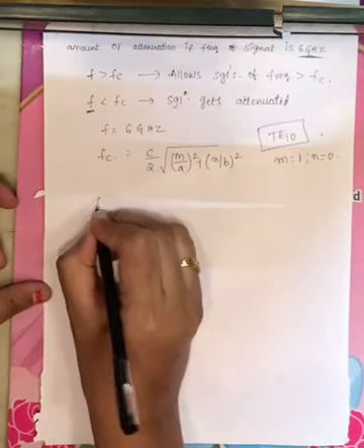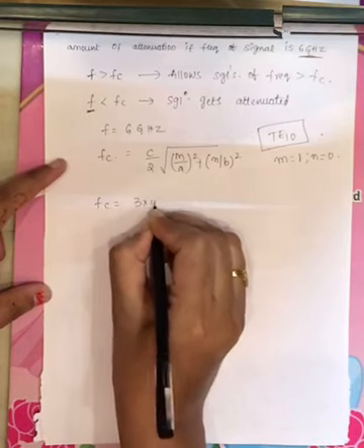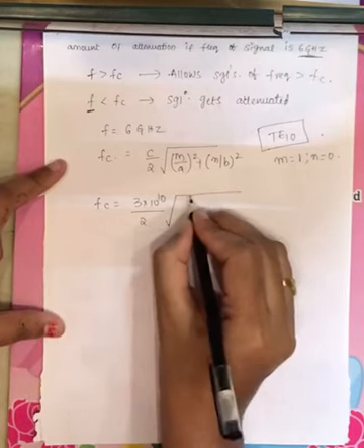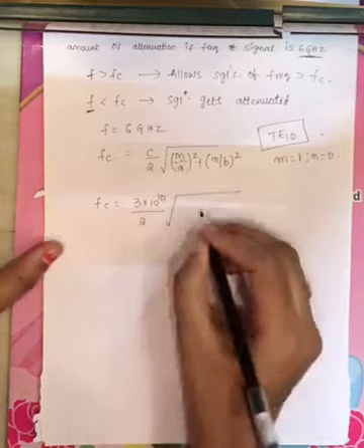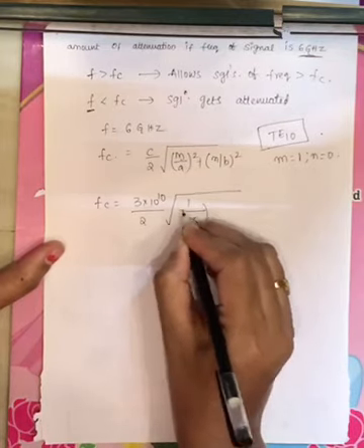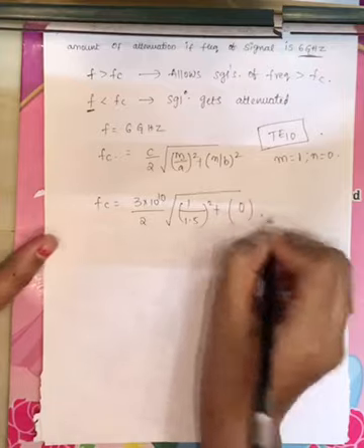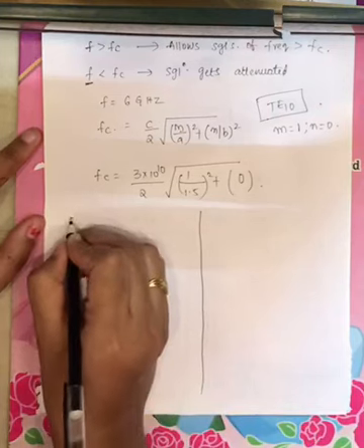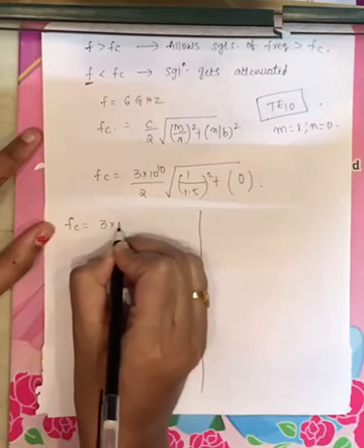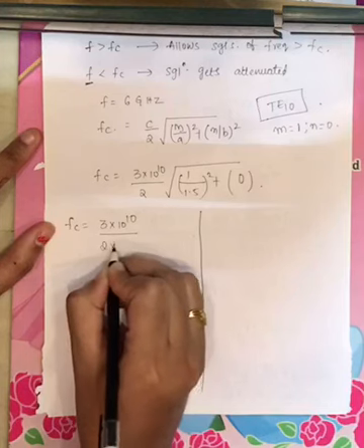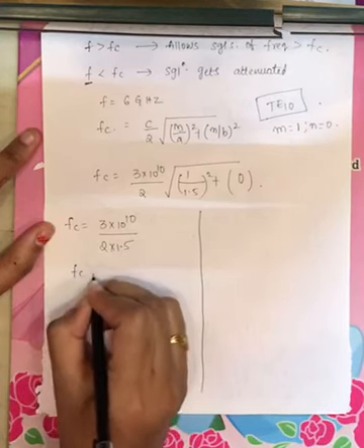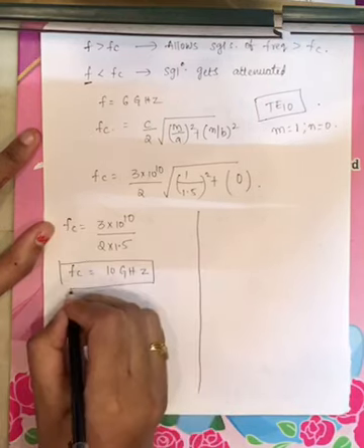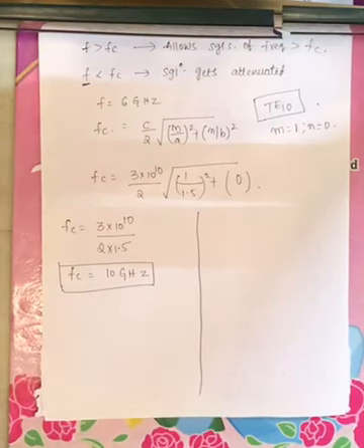For TE10 mode, m value is 1 and n value is 0. Now calculate the cutoff frequency. fc equals 3 into 10 power 10 divided by 2 into under root of (1 by 1.5) square. The n value is 0, so this whole term will be 0. Now fc equals 3 into 10 power 10 divided by 2 into 1.5. Finally you get fc as 10 gigahertz.